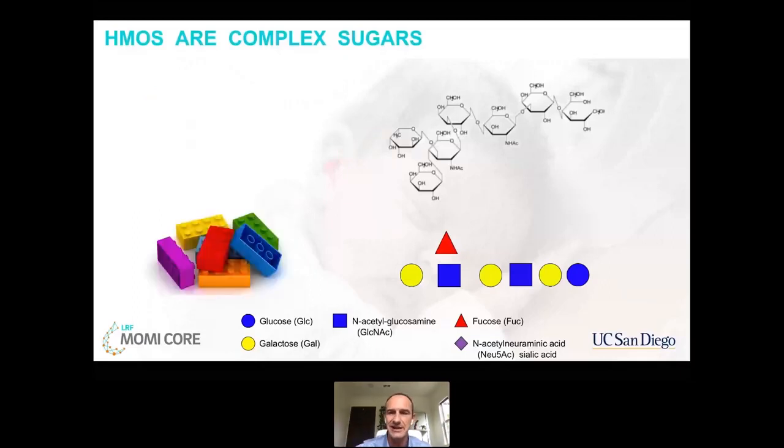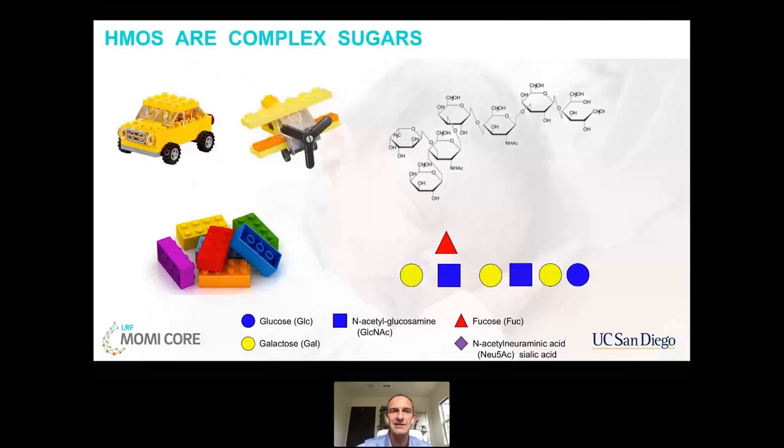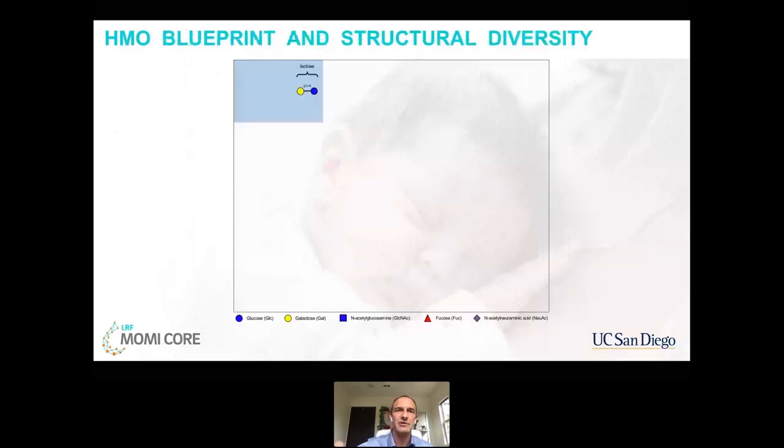Depending on how you put those building blocks together, you get different oligosaccharides. In the Lego analogy, you get either a little car or a little plane, and you'll agree that little cars and little planes do different things. It's the same with oligosaccharides: the structure determines its function. Different oligosaccharides do different things. To keep this very simple, I'm going to show you at the top the blueprint of human milk oligosaccharides, so how they are put together, and then in the white space, some examples of what oligosaccharides we have.